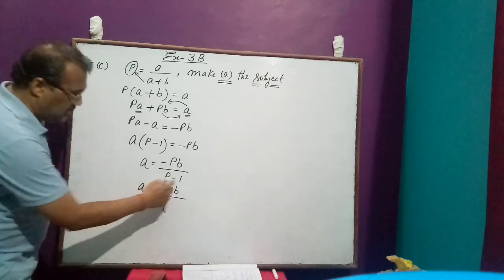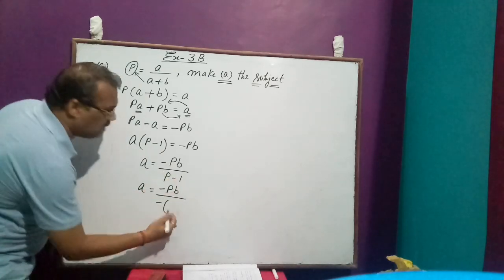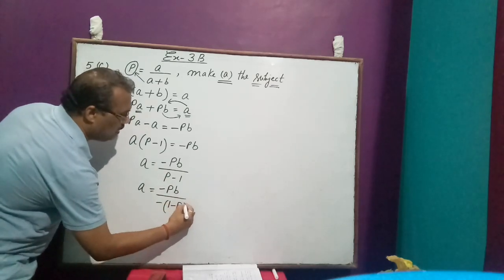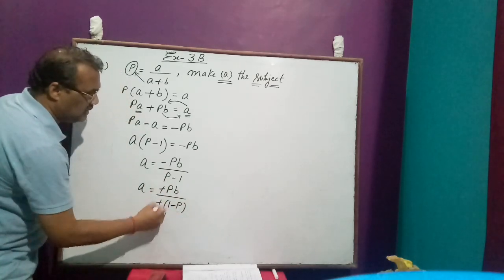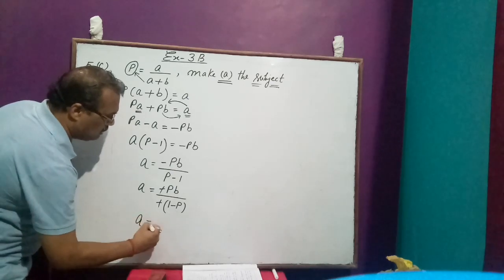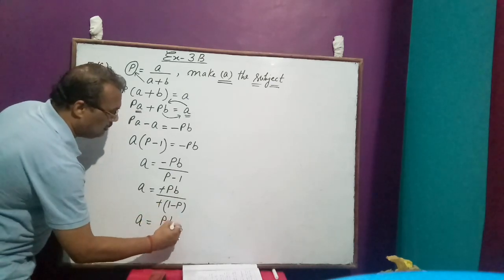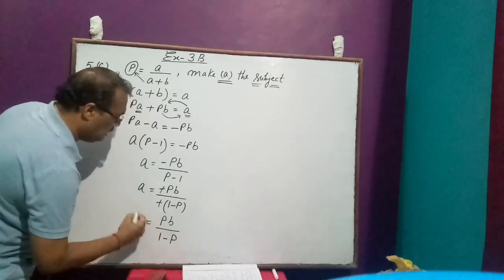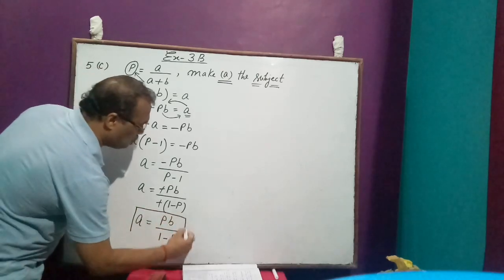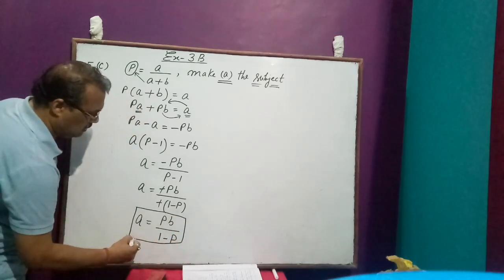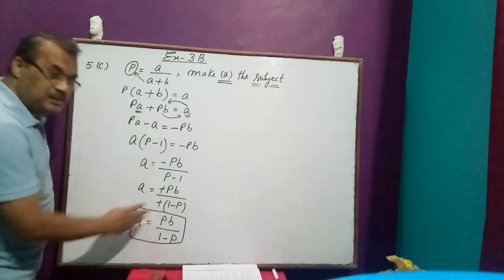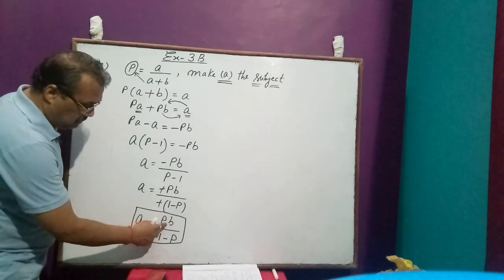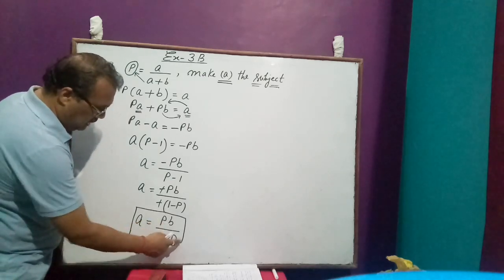So first what we write? This 1. Since it is negative here, it becomes positive, and P is positive here, it becomes negative. Now we can cancel this minus and minus. So A is equal to PB upon 1 minus P. So this is the solution of this question. Now we can see A is now the subject here. So A is equal to PB upon 1 minus P.